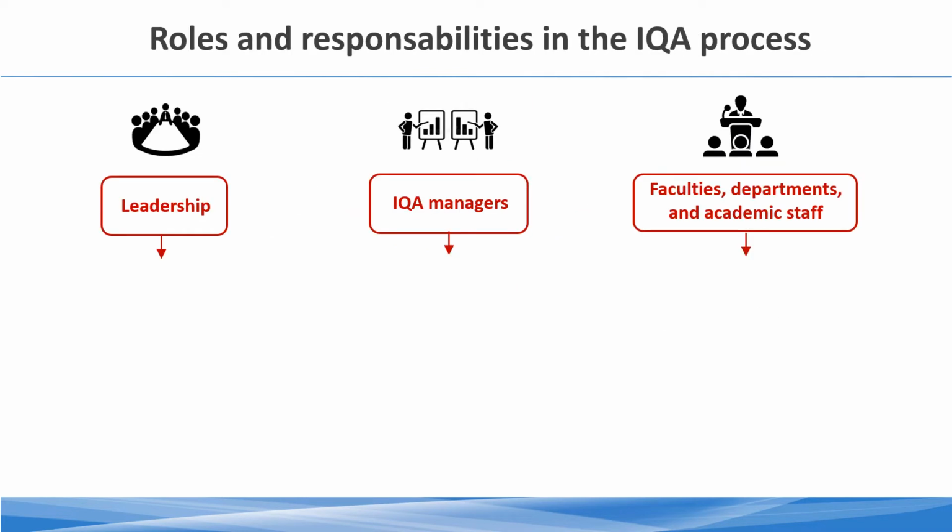Clearly defining the roles and responsibilities of the different actors is crucial for the implementation of your IQA system. Several entities are central to this process. These include the academic leadership, the IQA managers, and, at a decentralized level, the faculties and departments.